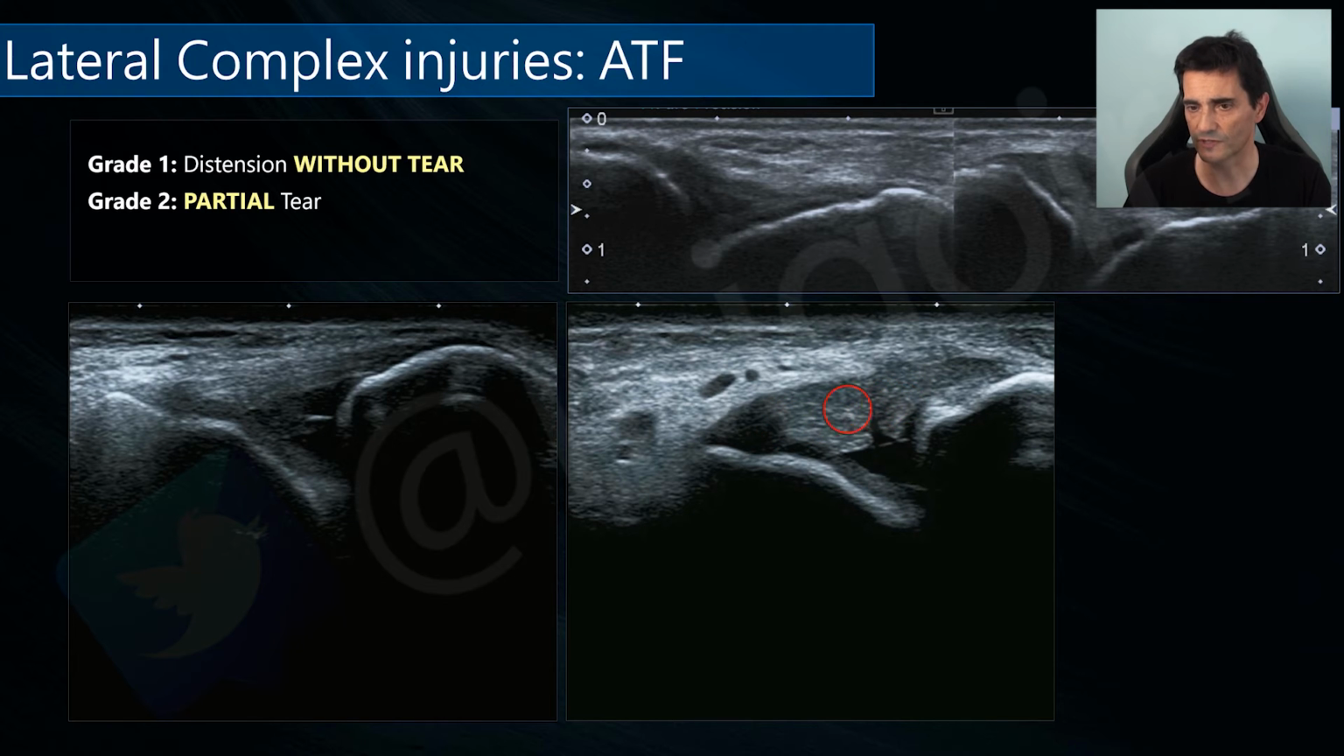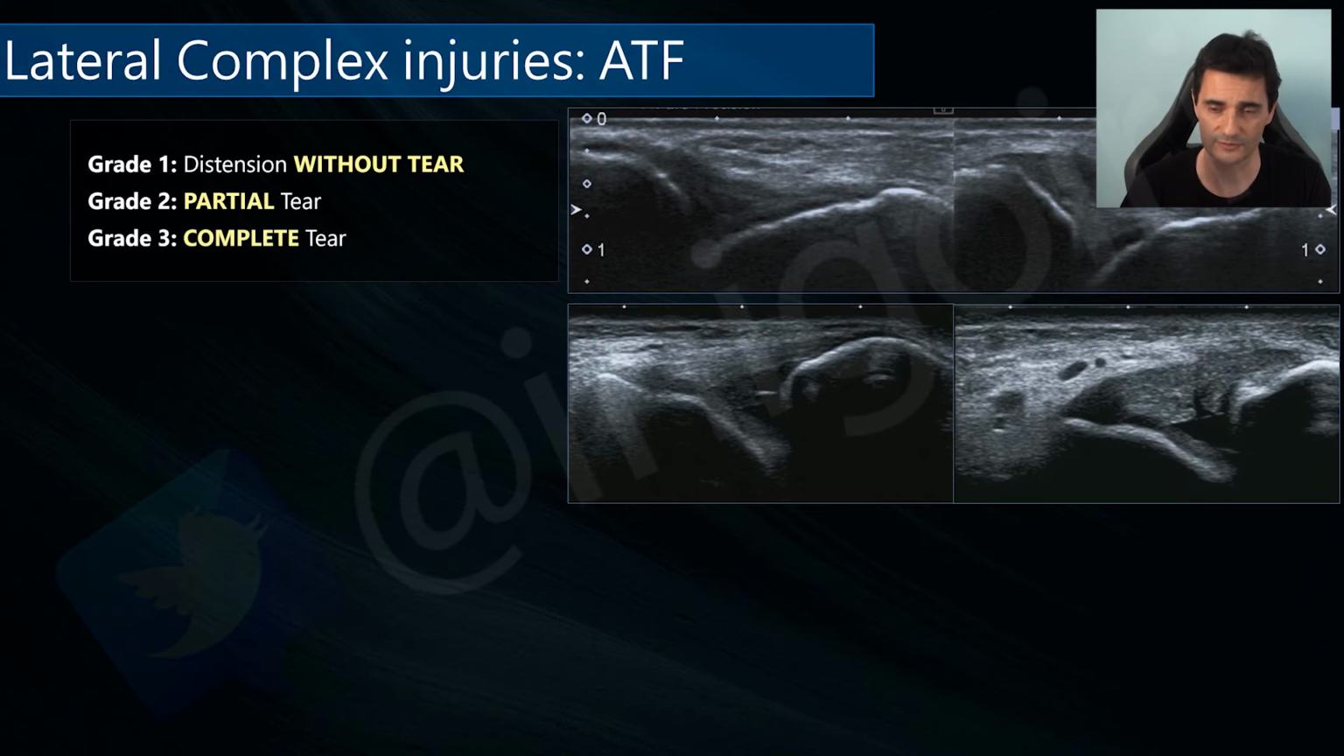This is a nice view. It's not so frequent because you need the patient to be very acute, because once 2 or 3 days have passed, this tear is filled with a fibrous structure, and it is not anechoic. It is hypoechoic, so it is more difficult to appreciate. Okay, to see. Sorry.